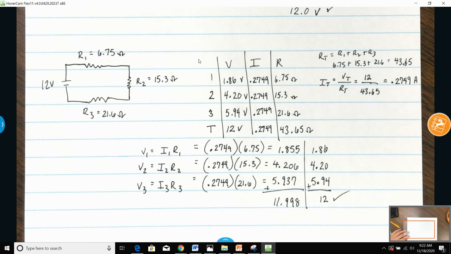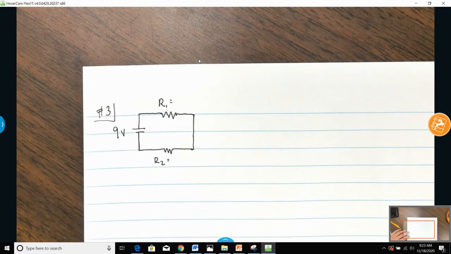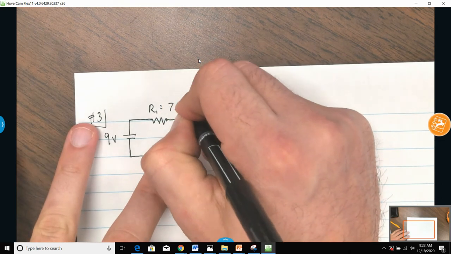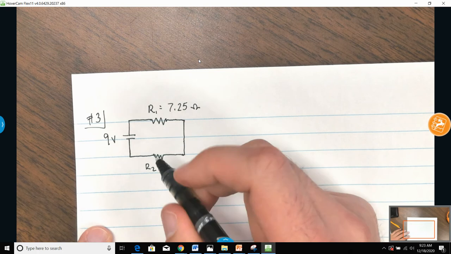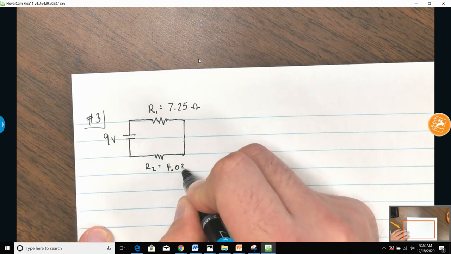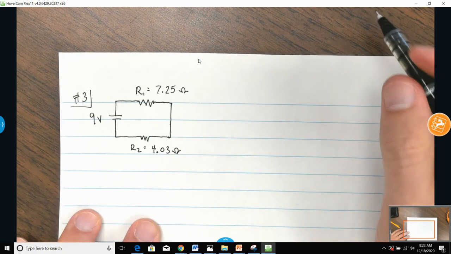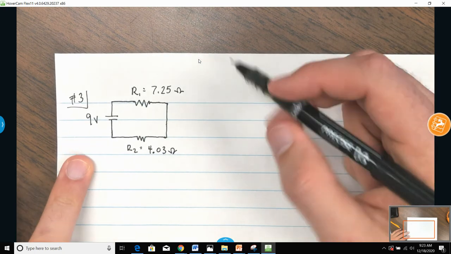So this would be our number 3 on our assignment. I'm just going to draw that out for us real quick. You've got 9 volts. You have R1 and R2. So R1 in number 3 was 7.25 ohms, and R2 was 4.03 ohms. Okay, so this is everything that we're given.